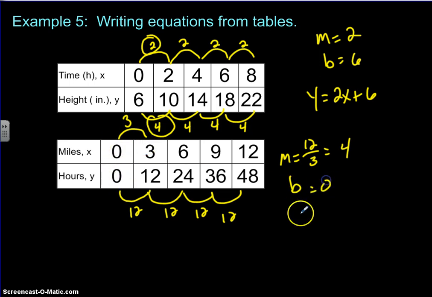Well, the y-intercept is 0. Can we write an equation? Yes. Y equals 4x plus 0, but I don't write plus 0, it's just y equals 4x. When the y-intercept is 0, I don't have anything over here. Okay, so there's our 2 equations from tables.